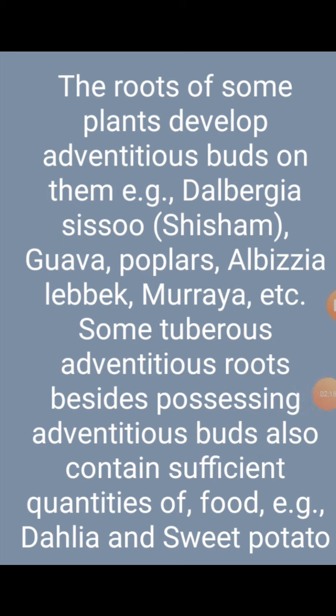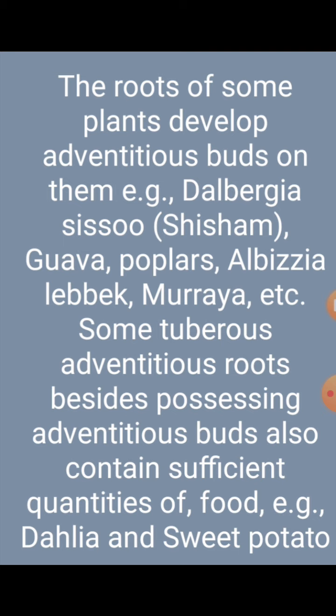What is vegetative reproduction in root? In some plants the root develops adventitious buds, which then develop into a new individual plant. For example, Dalbergia, Millingtonia, Guava, Albizia lebbeck, or Moringa. These adventitious buds develop from the root of the plant and develop new plants.